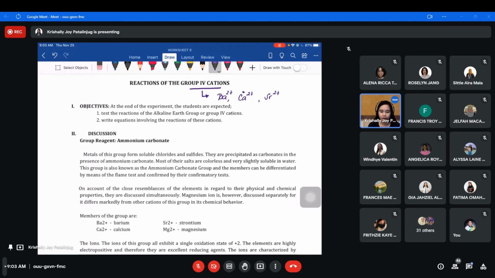Okay? So, basic knowledge also sa mga group 4 cations, they are grouped as one because they manifest the same characteristic. Diba? They form insoluble compounds, particularly in the presence of carbonate, in a basic environment. So halimbawa dyan would be ammonium carbonate. So halimbawa, barium test solution being reacted with ammonium carbonate, that will form insoluble barium carbonate. Okay, so the same goes with the other cations under group 4. So calcium ion being reacted with ammonium carbonate will form also calcium carbonate, strontium as well.